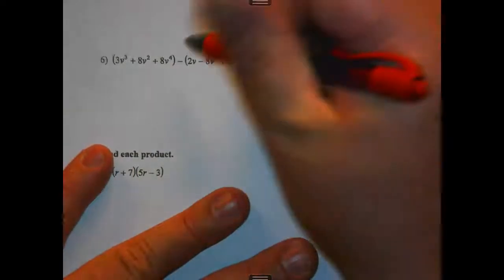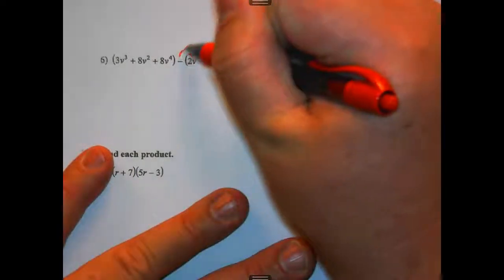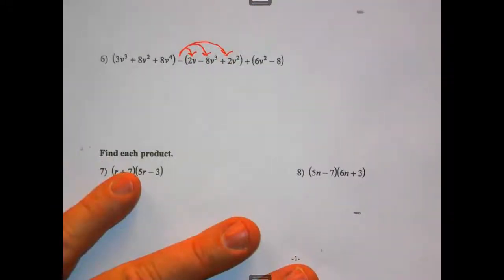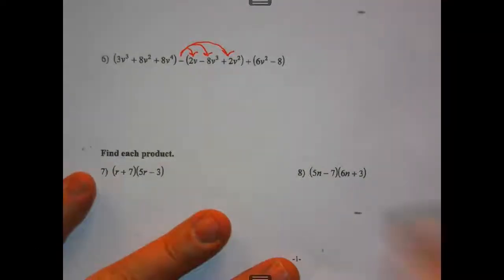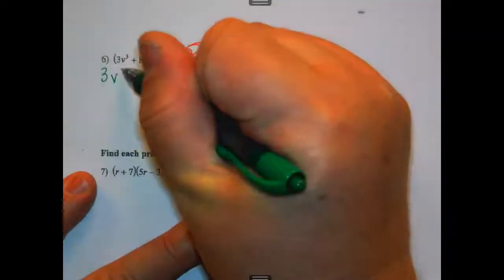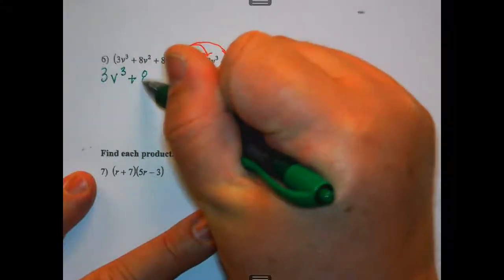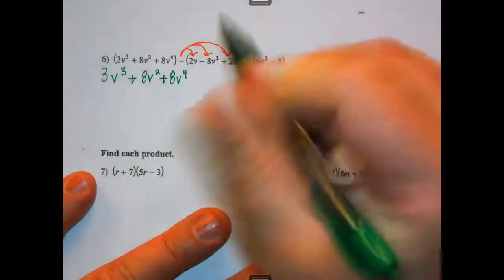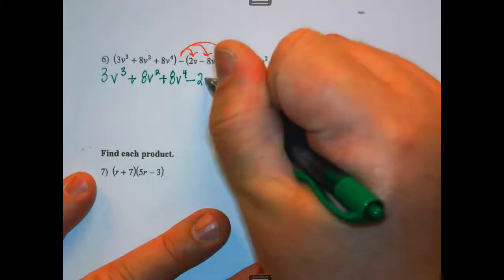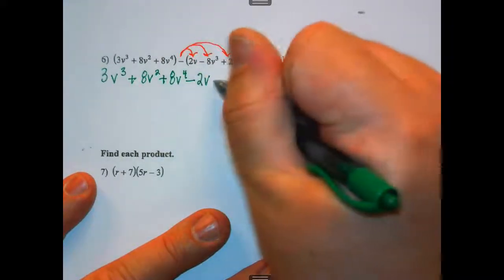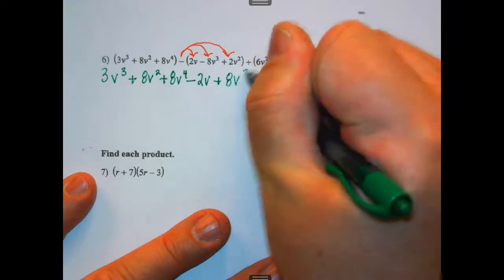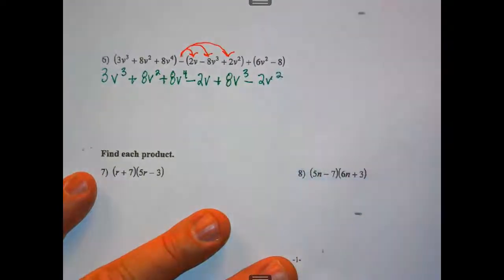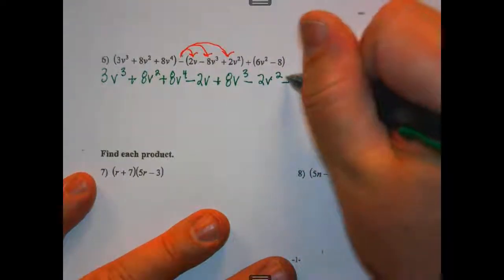Okay, I do have a negative sign here. I'm going to have to distribute in this set of parentheses. That's my only minus sign. So I have 3v cubed plus 8v squared plus 8v to the 4th minus 2v plus 8v cubed minus 2v squared. Here I have a plus sign, so everything stays the same.